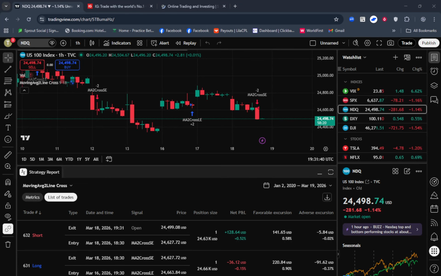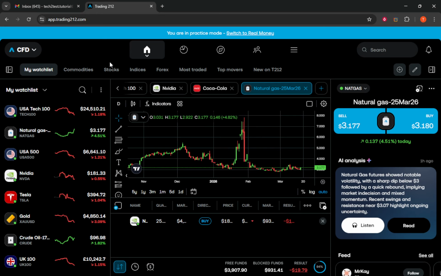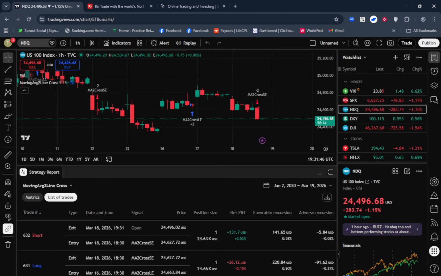In today's video, I'm going to teach you how to connect Trading 212 to TradingView. And here's the straight answer up front. You can't directly connect Trading 212 to TradingView. I'll explain why that is, and then I'll show you what most traders do instead, so you can still get the best of both platforms without confusion.